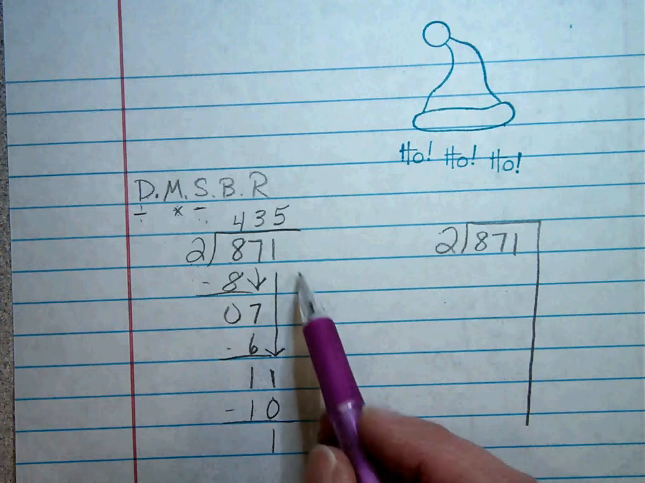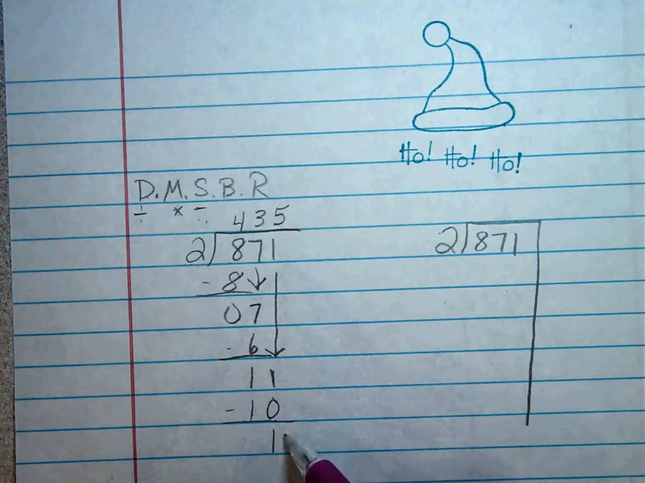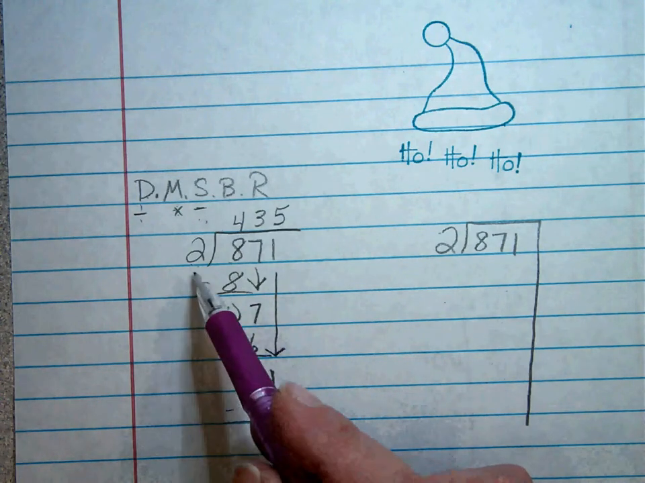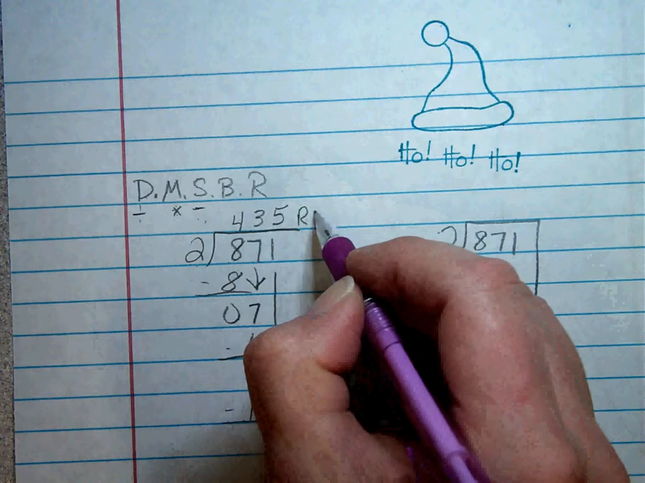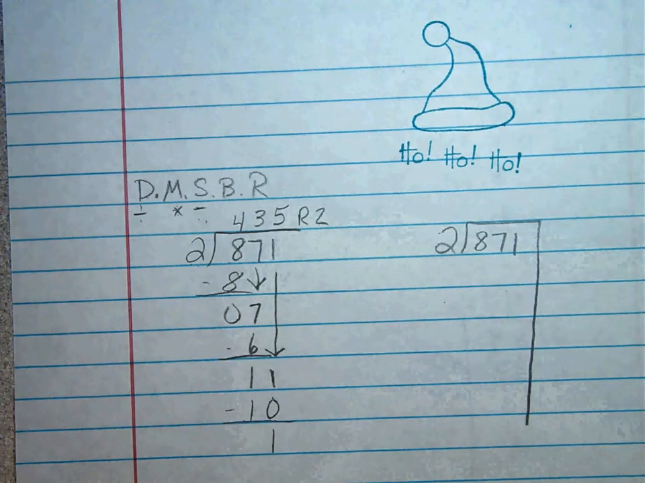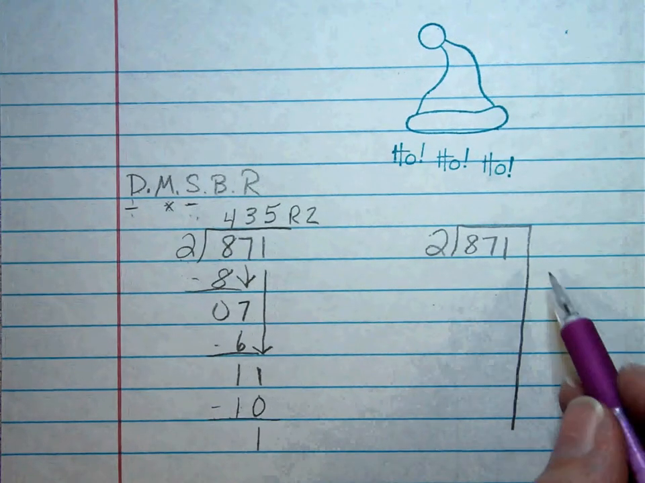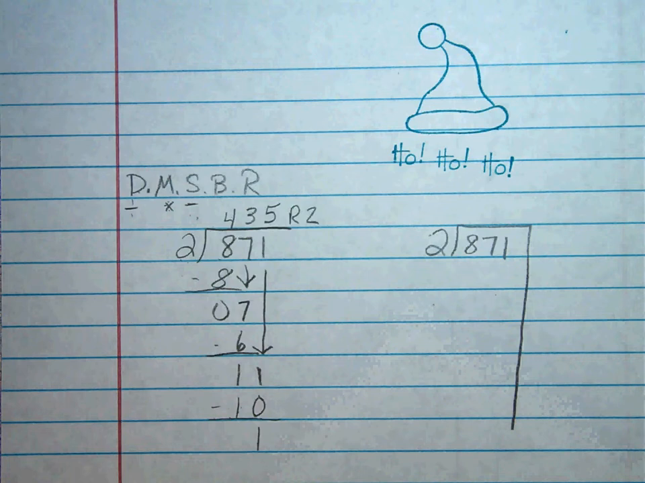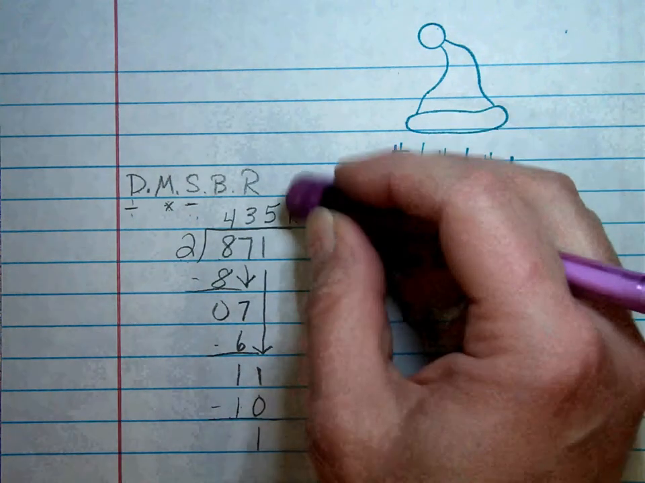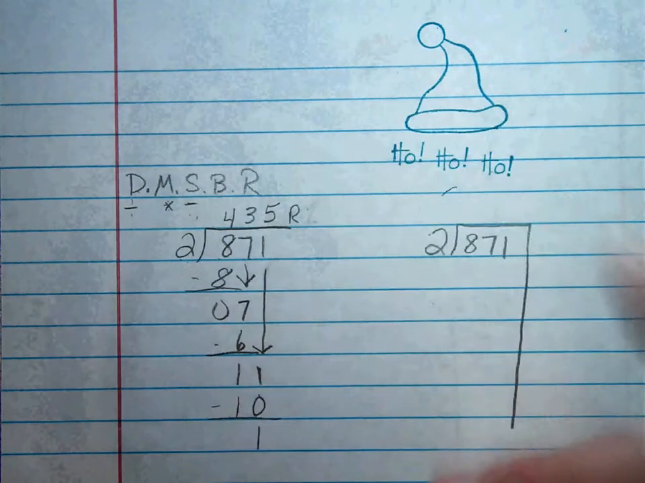Now I go to the subtraction step. Is there anything else to bring down? No. The 1 is smaller than the divisor, so our remainder is 1. We're done. Now, let's go to partial quotients. Remember, think... Shouldn't it be 1? Oh, I'm sorry, 1. Thank you for keeping me on my toes, guys.